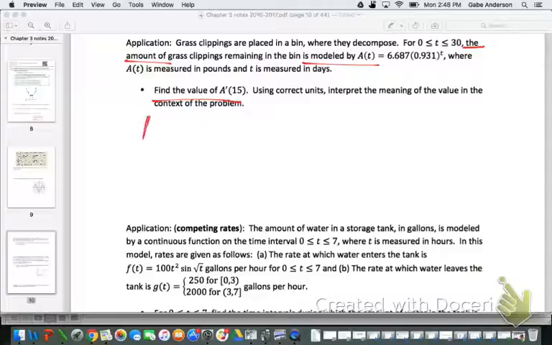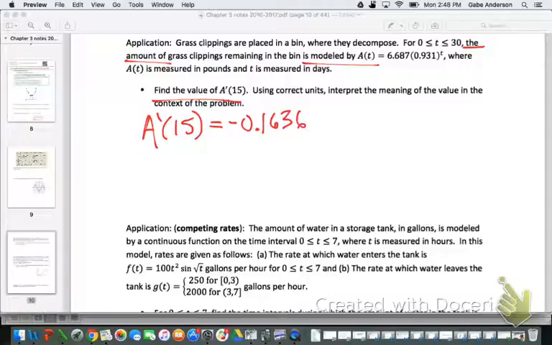I'll write this up here. A prime of 15 equals, and I'll let you guys supply the number. You got a negative number. Can you give us a specific negative number? Yeah, negative 0.1636. You guys agree with Lauren's negative number up there?